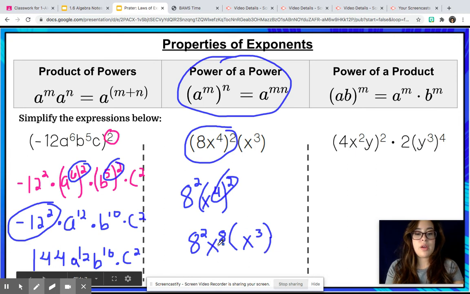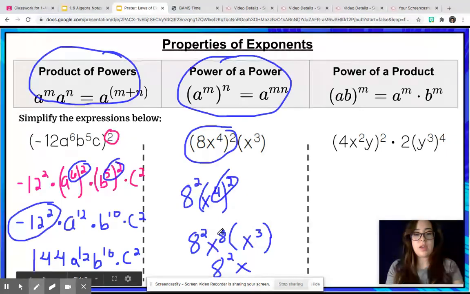And now these two are a product of powers because I'm multiplying two terms with the same bases with different exponents. I'm going to add. So I got 8 raised to 2 times x raised to the 8 plus 3, which is 11. And in all, I can simplify 8 raised to the 2, which is 64, times x raised to the 11th power.